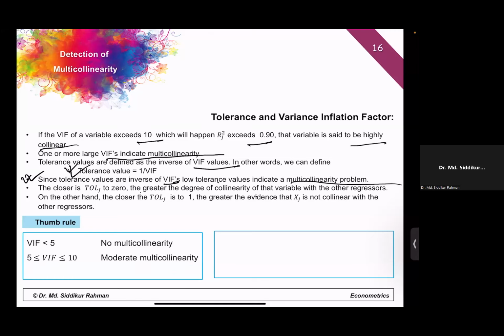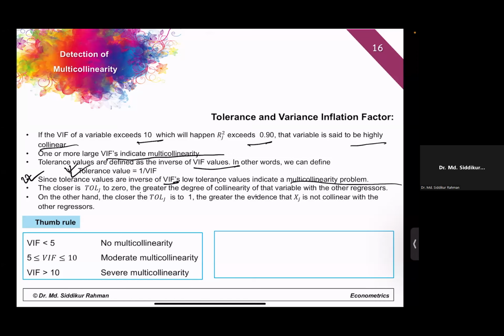If the variance inflation factor ranges from 5 to 10, it means there is a moderate multicollinearity problem. If the variance inflation factor is greater than 10, it means there is a severe multicollinearity problem.